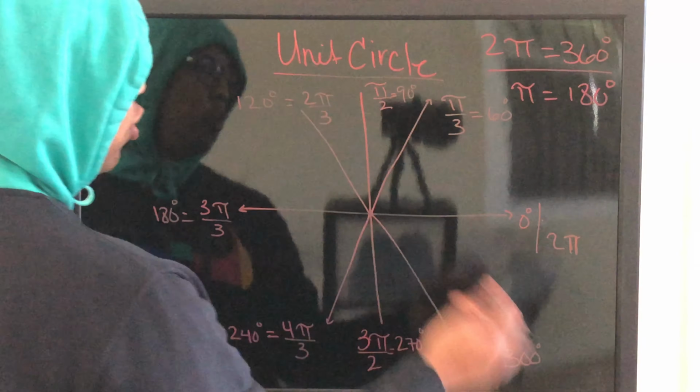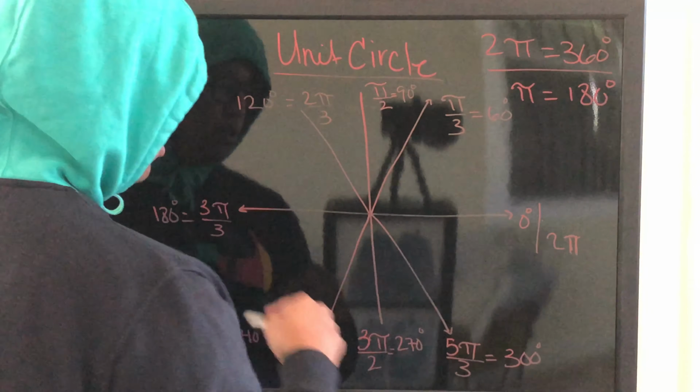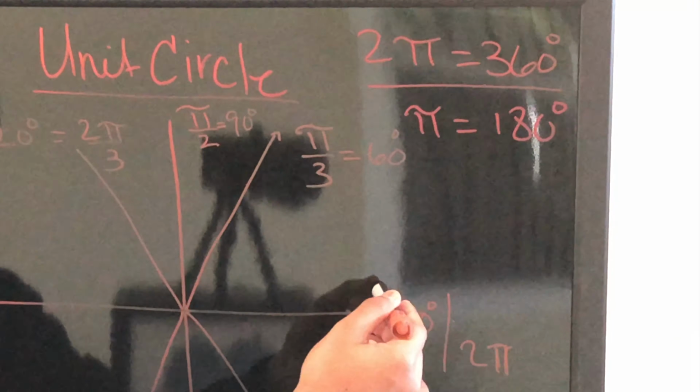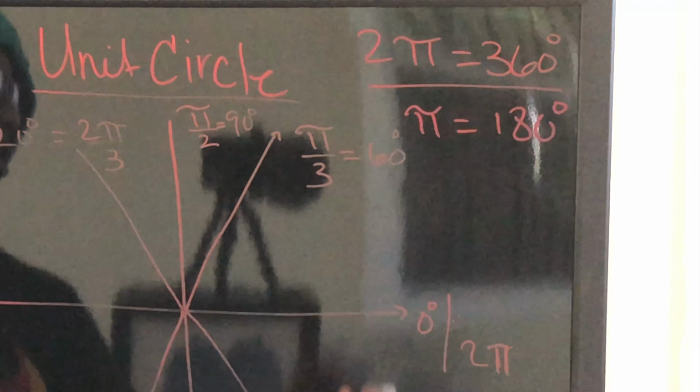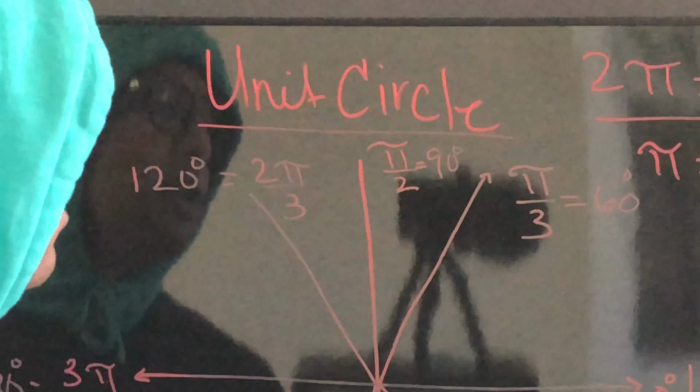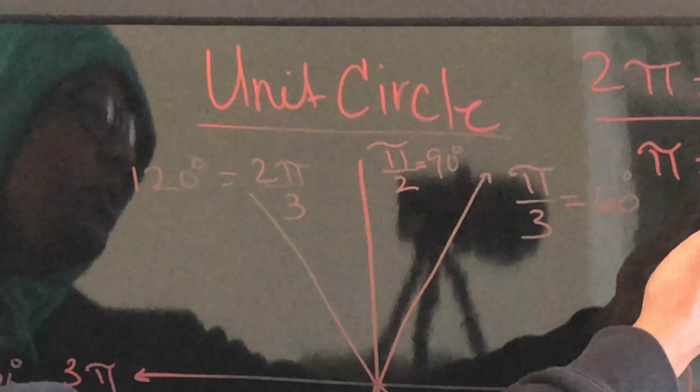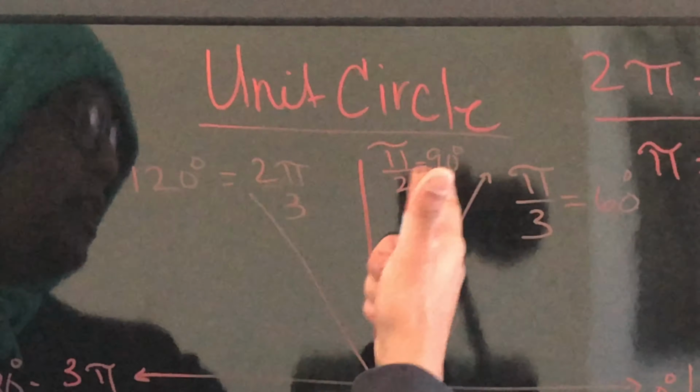I'm gonna explain the 4 cardinal points that you've seen throughout the whole thing. This one, you get 2 different numbers. You'll get 0 here because you start from here, and then when you end here, you get 360, which is 2 pi. Now, the next one here is pi over 2. That's 90 degrees. 180 divided by 2 is 90 degrees.